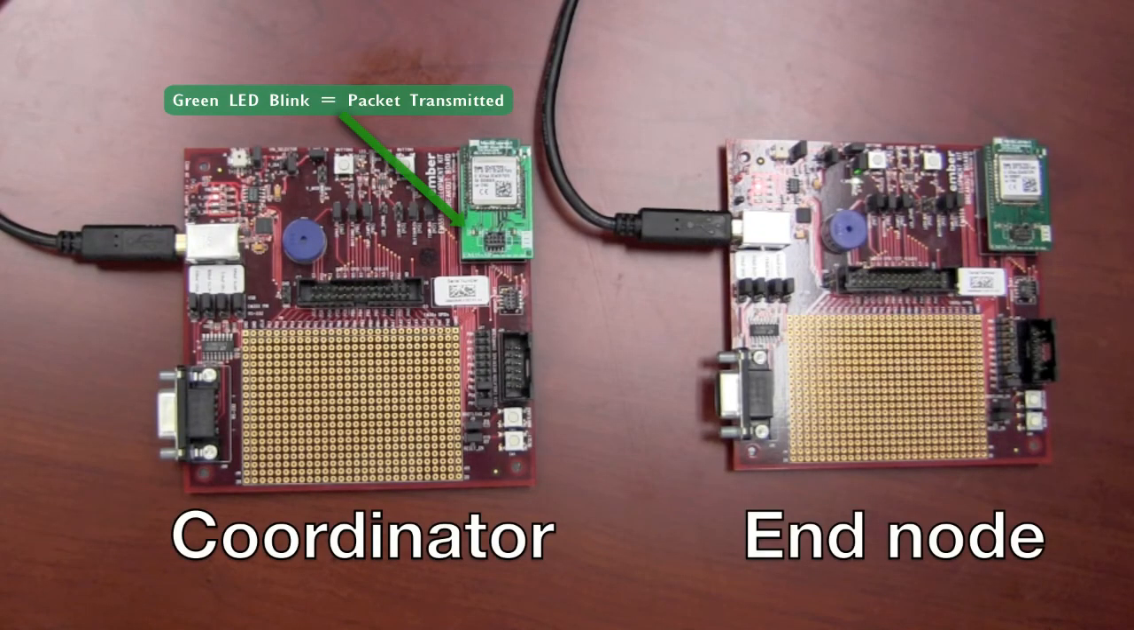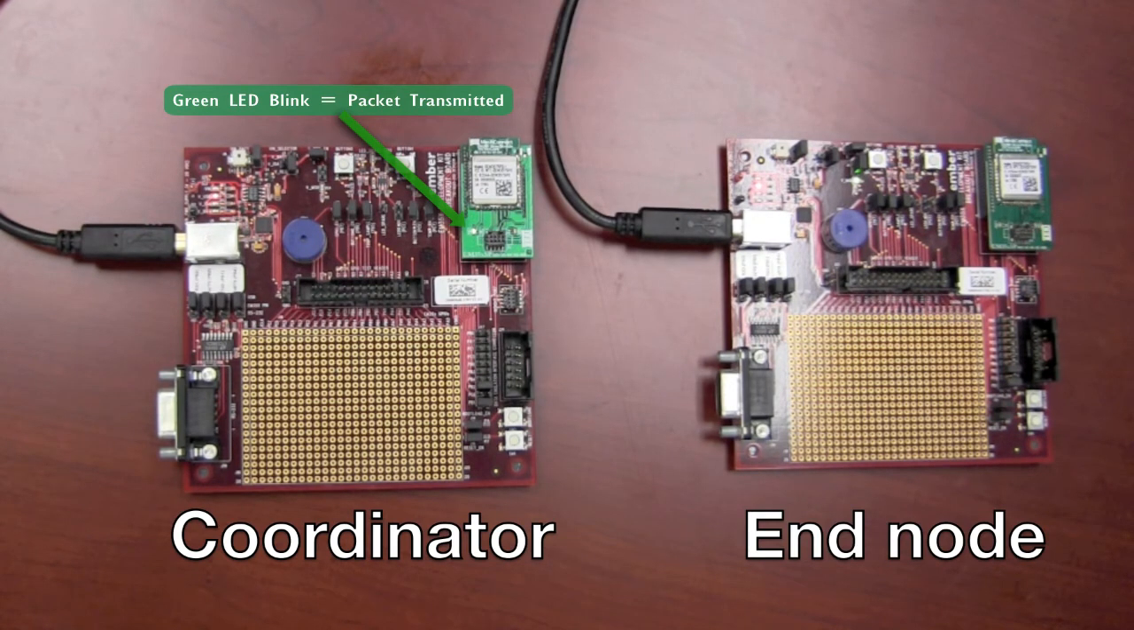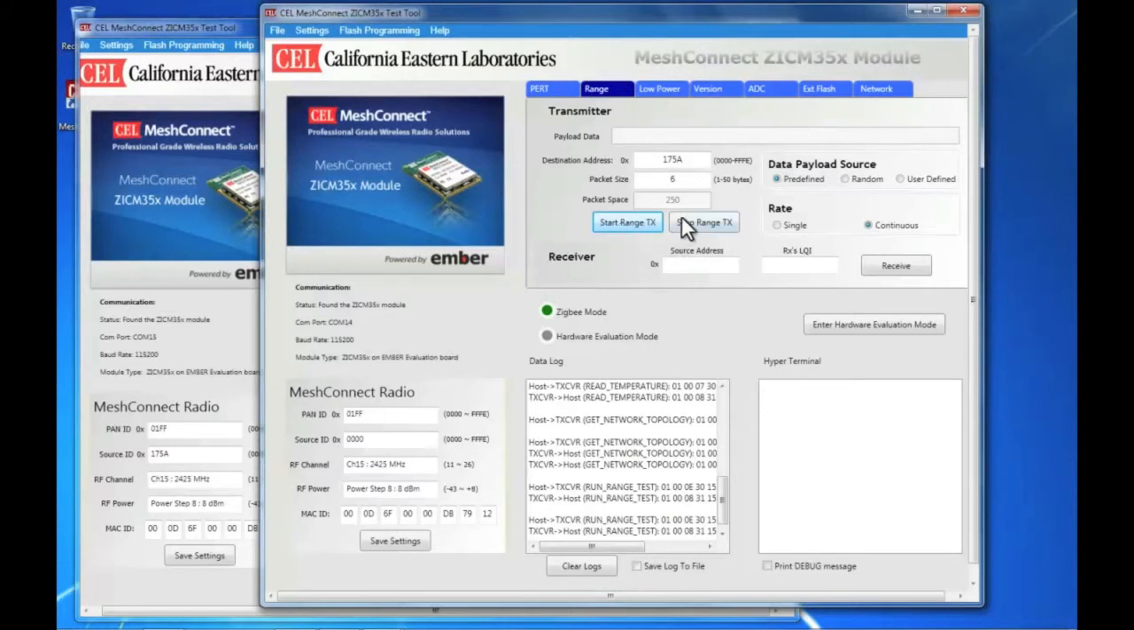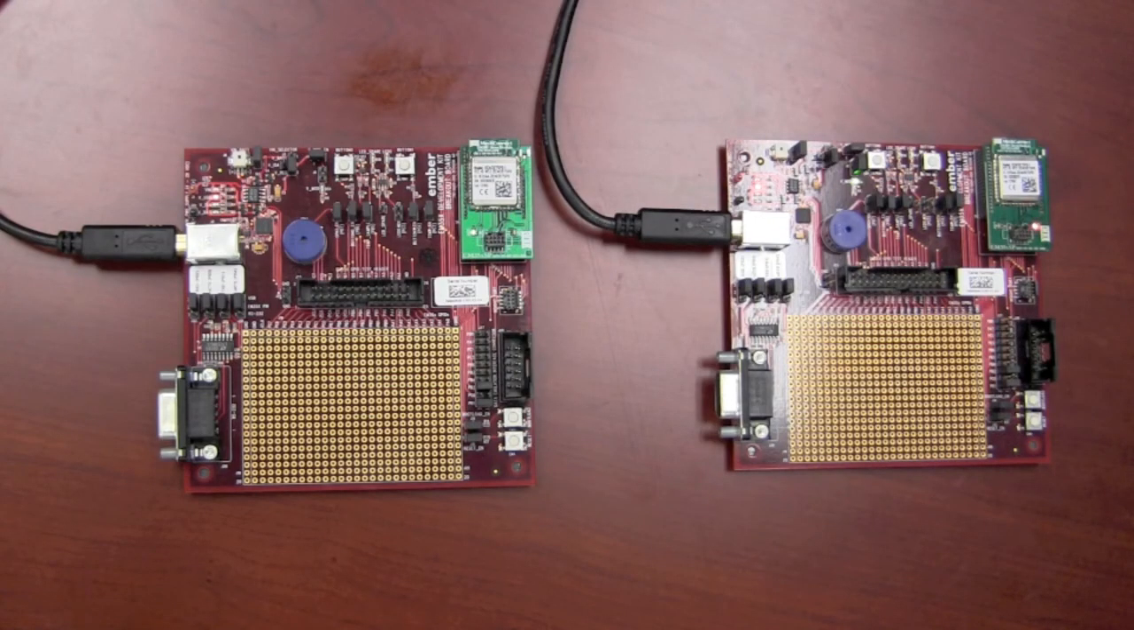As you can see on the coordinator module board, a green LED light is flashing, indicating that a packet is being transmitted. On the end node module board, a red LED light is flashing, indicating that packets are being received. You can stop the range test by clicking on the Stop Range Test button. By stopping the range test, you can see that the LED lights stop blinking.